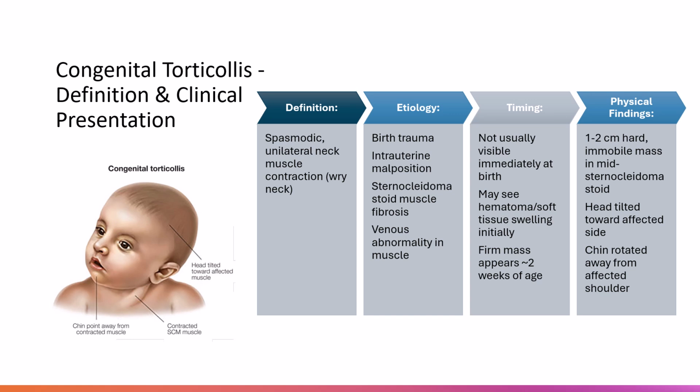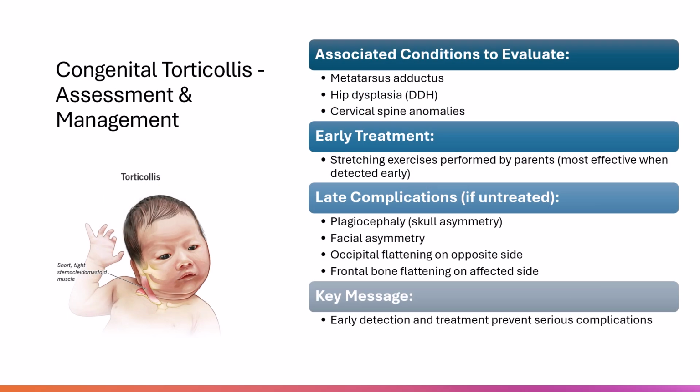It's 1 to 2 centimeters in diameter, hard, immobile, and located in the mid-portion of the sternocleidomastoid. Clinically, the infant presents with the head tilted laterally toward the involved side, and the chin rotated away from the affected shoulder. Infants with torticollis require evaluation for associated conditions, including metatarsus adductus, hip dysplasia, and cervical spine anomalies.